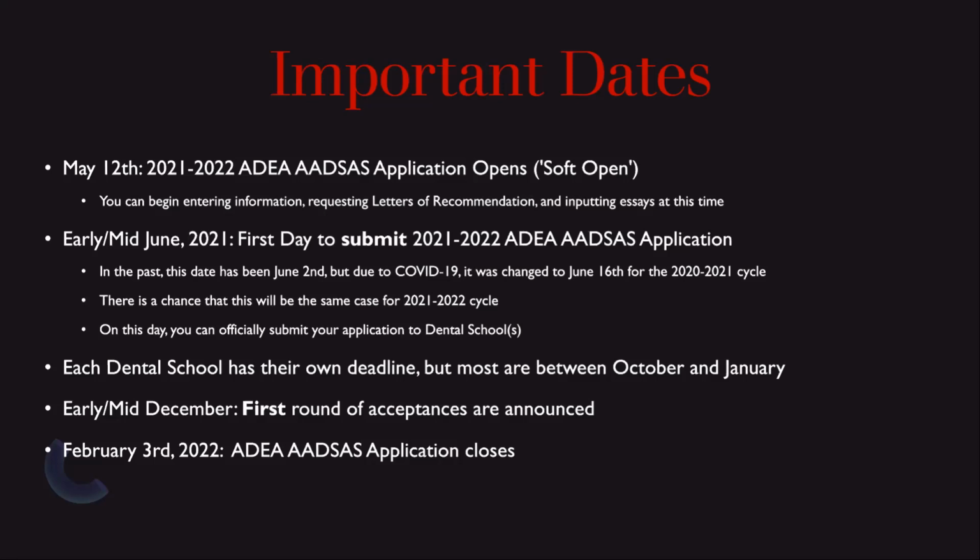All right, so each dental school has their own deadline, but most are between October and January. Like I was just saying, although most people generally apply early, you can submit your application all the way up until January for most schools. And then early to mid-December is when the first round of acceptances is announced. I have first bolded because there are many rounds, and you might hear back in January, you might even hear back in February, depending on other students who decline or accept, and also depending on the timeline that you submitted your application.